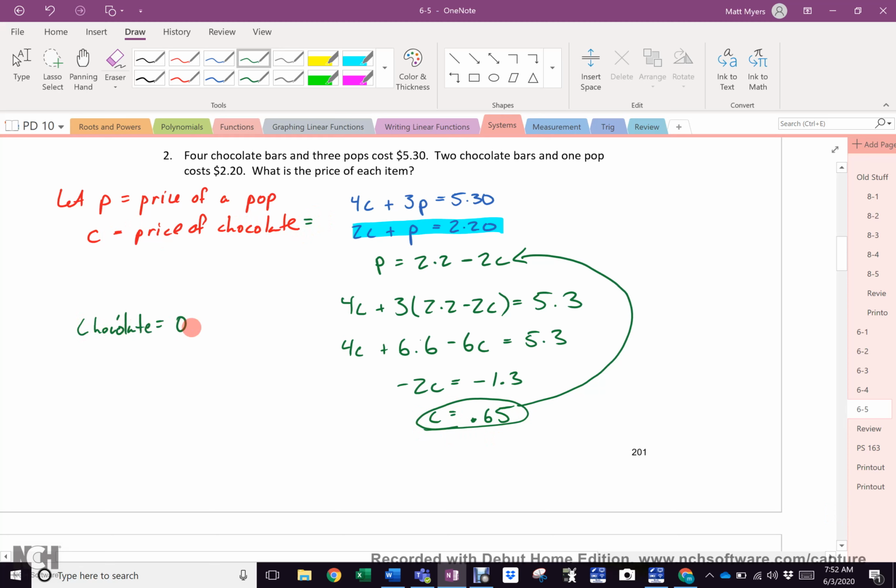equals 0.65, so 65 cents. You can tell how old these questions are. And then pop equals 2.2 minus 2 times 0.65, which is 2.2 minus 1.3, which is 0.9. So pop equals 0.90 or 90 cents.